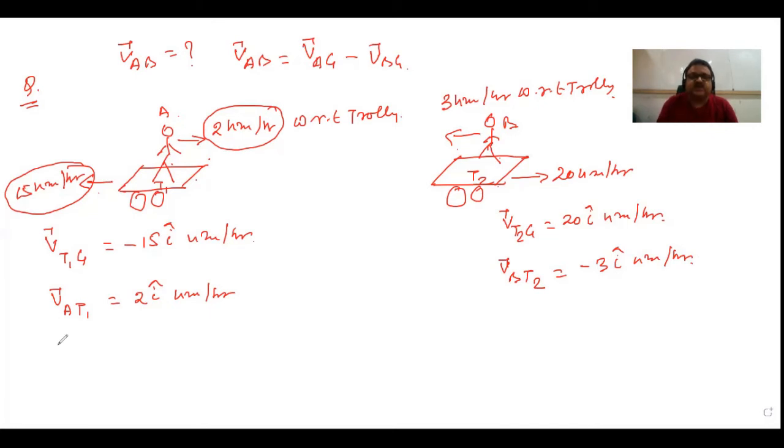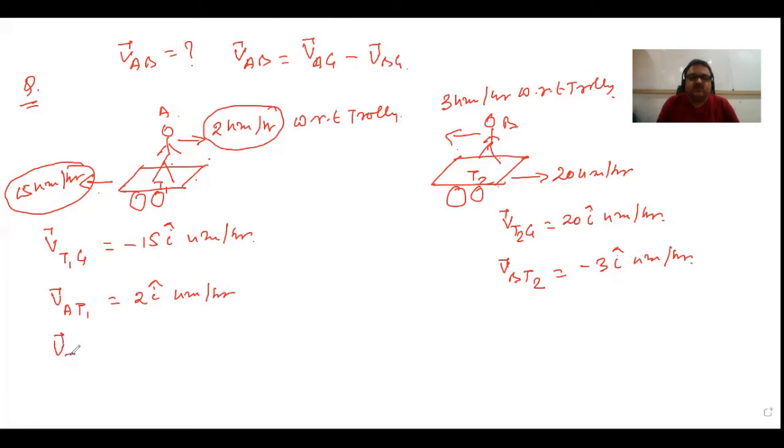Okay. Now look at this. From this we can find out velocity of the trolley with respect to ground. Look, let me apply the simple rule. What is that? The rule is this. I told you this earlier.